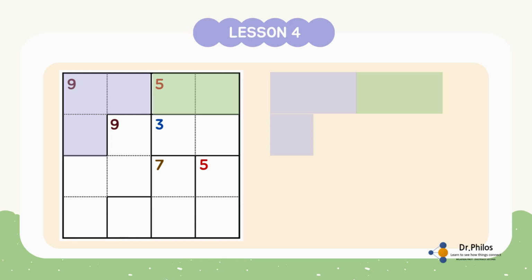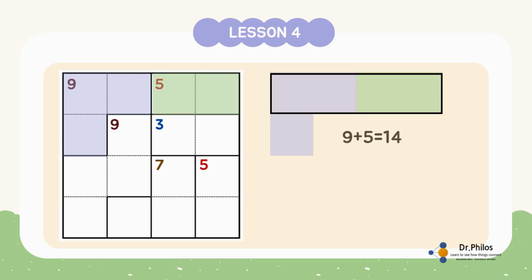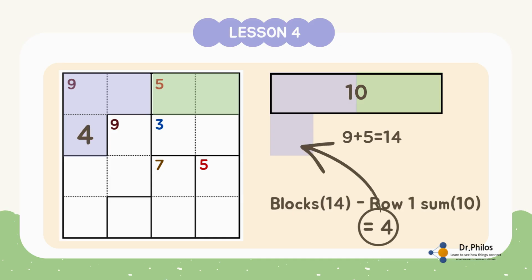The sum of the 5 boxes in row 1 and 2,1 is 9 plus 5 is 14. If I subtract the single line sum of row 1, which is 10, from there, 14 minus 10 is 4. And that becomes the number for 2,1.